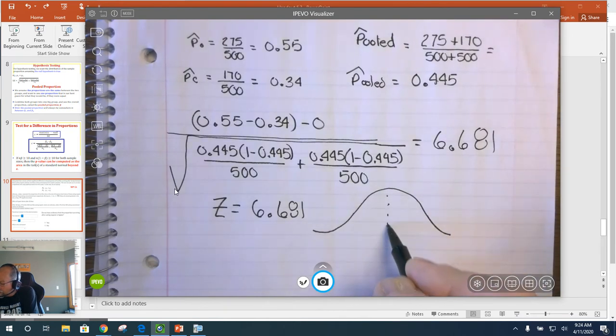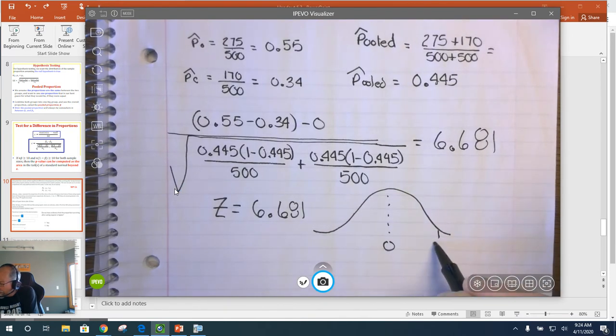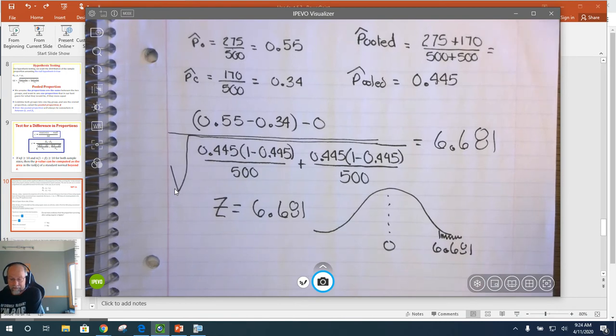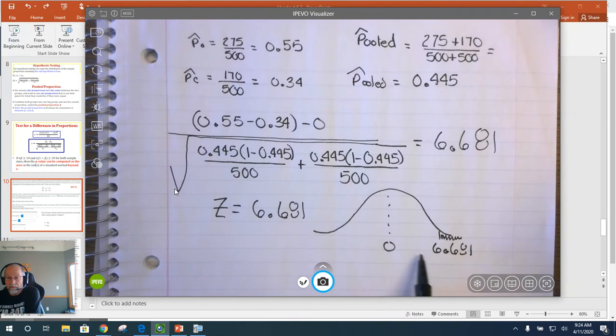And this is always 0. We're all the way out at 6.681, and we're looking to test how much area is there or beyond. Okay? How much area is there or beyond? So we're going to have to go to our calculator now because we want a p-value.